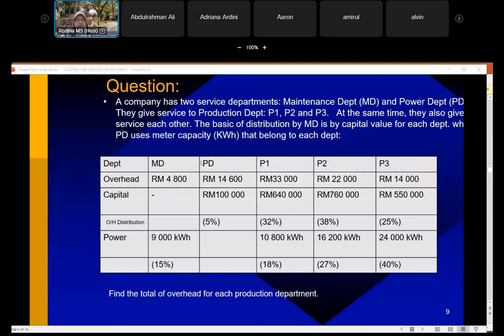Okay. Like PD, PD is power department, they use power. Meter capacity that belongs to each department. So that means you have to add up 1, 2, 3, 4, and that one is 100%. So take this 9,000 kilowatt hour and divide by the total. And also the others. So the others. Okay, now we go.